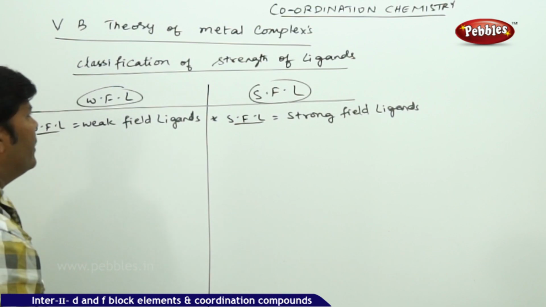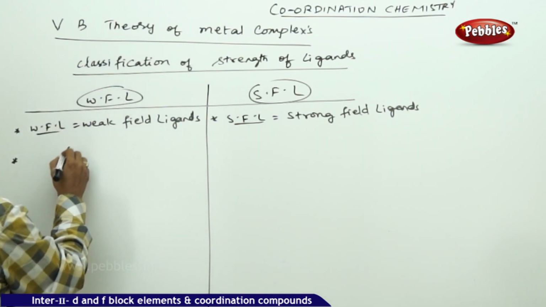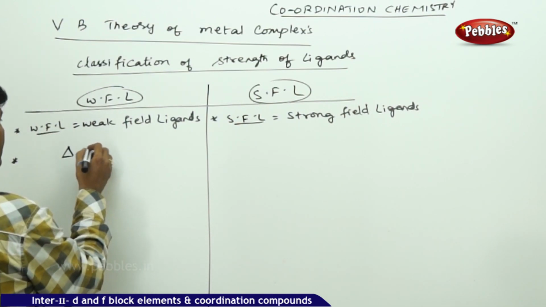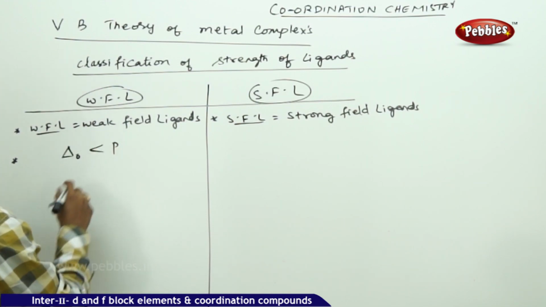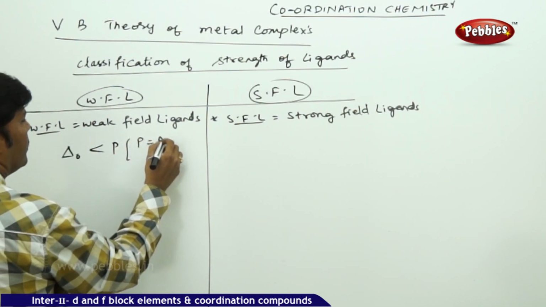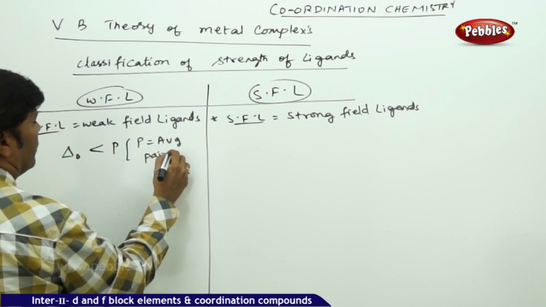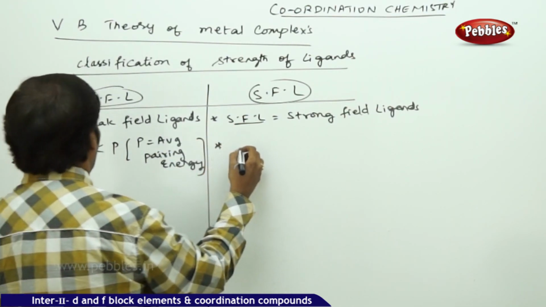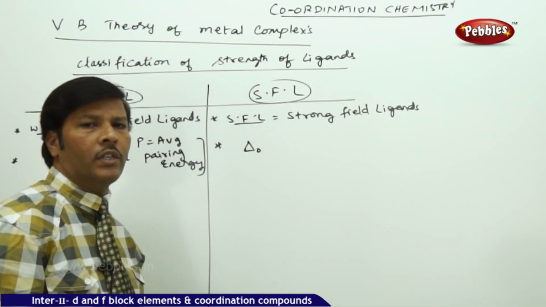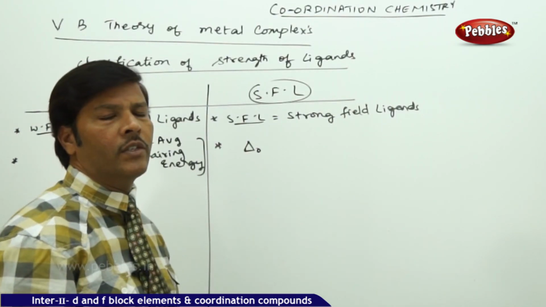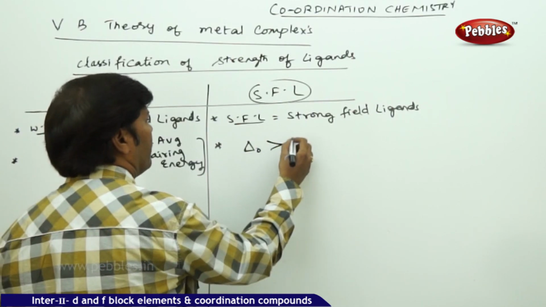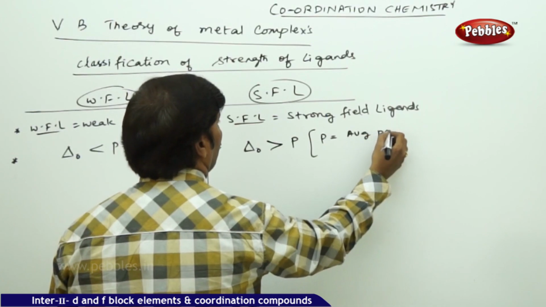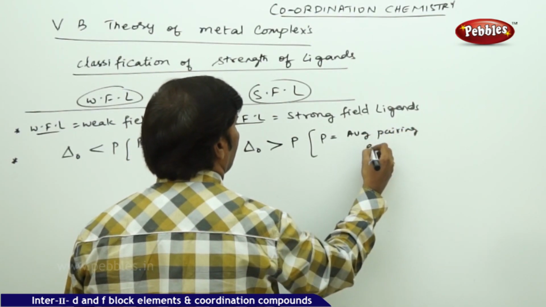In the case of weak field ligands, we can take that delta naught value is less than P. This is because P is the average pairing energy. In the case of strong field ligands, delta naught, the crystal field stabilization energy for the octahedral complexes, is greater than P. Again P is the average pairing energy.